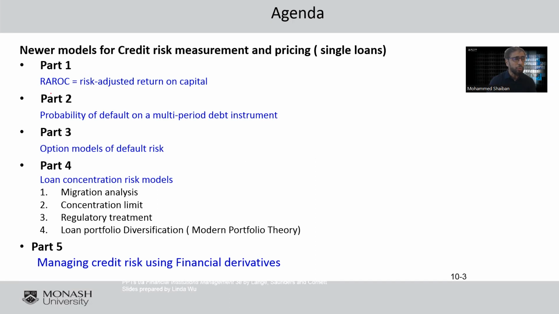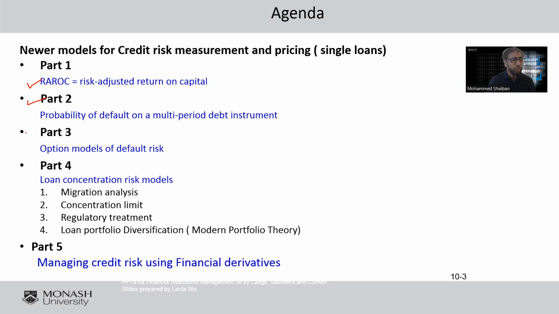In part 1, I will talk about the new model called RORAC. RORAC stands for risk-adjusted return on capital, and I will finish it in 1 part. Then I will move to the next one, the probability of default on multi-period. Remember, in week 7 we talked about single period credit risk using the term structure. This is just for when we have more than 1 year.